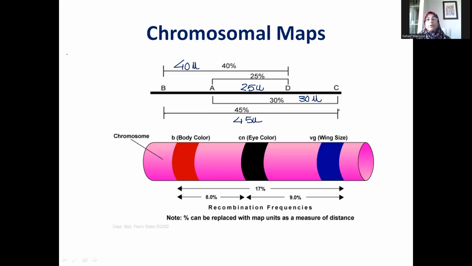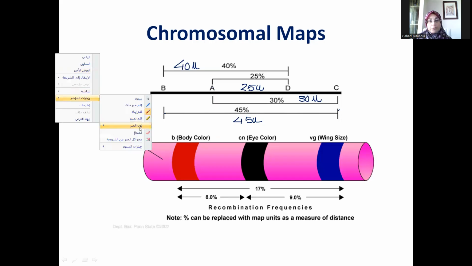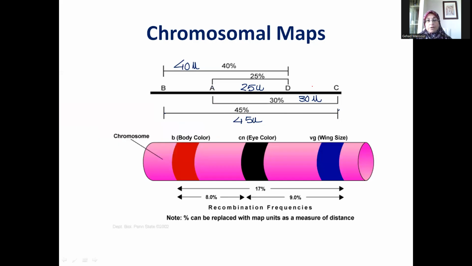So where would be the question? The question might be here. For example, they might ask you about the frequency of crossing over between D and C. In such a case, you would say A and C is 30 units minus A and D, which is 25.